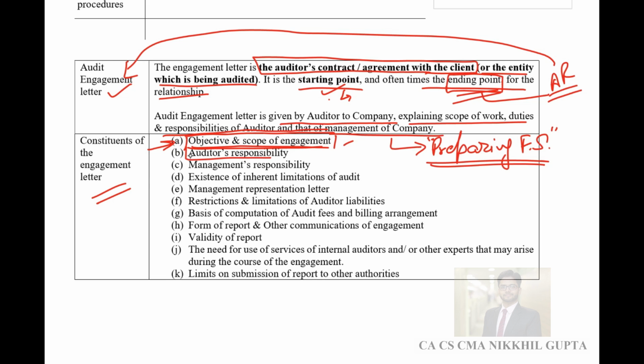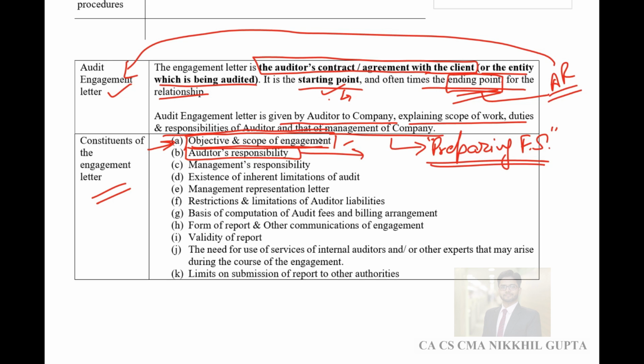Second is auditor's responsibility. What is the responsibility of the auditor? Guys, the responsibility of the auditor is to depict a true and fair view, to create an opinion and express an opinion on truthfulness and fairness of the accounts. Finding errors and frauds in the accounts is the secondary objective of the auditor. The first objective is just to express an opinion whether the accounts are prepared fully as per the required law or not. That is the primary objective and responsibility of the auditor.